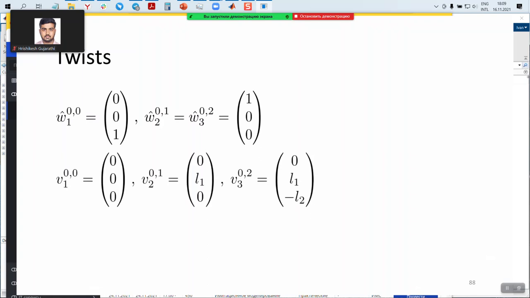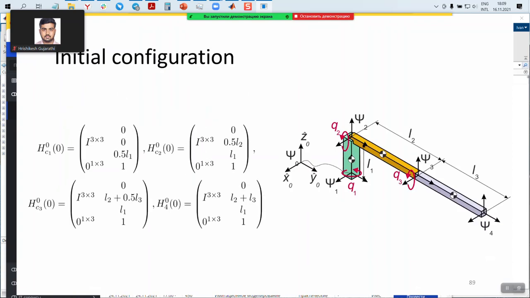So now we know twists, and as you do remember, actually we don't need anything else except for initial states. So those will be the twists, unit twists. Those are screw axes. So it's theory called screw theory. So this is screw. So initial configuration. So those are for the center of masses. So this is C1, C2, C3. It is needed to calculate dynamics.